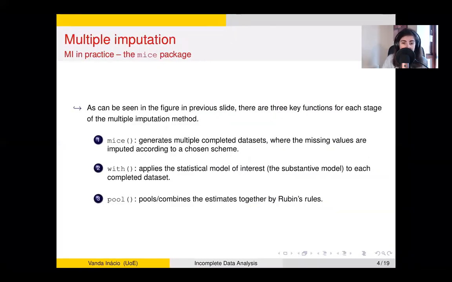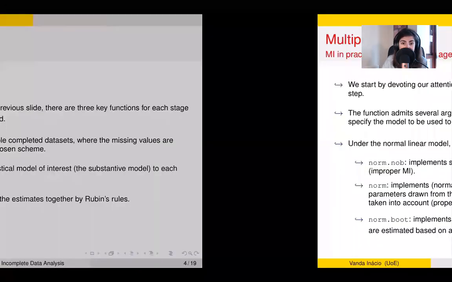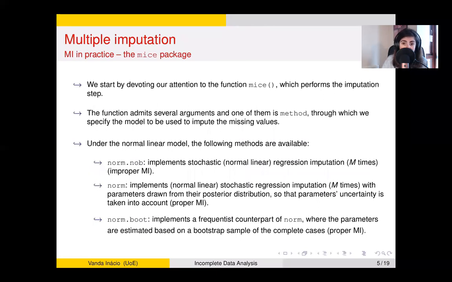So, as we have just seen, mice has 3 key functions, and each of these functions corresponds to the steps that we have in multiple imputation. So mice is for step 1, with is for step 2, and pool is for step 3. But as I said, we will be having a practical session, so no need to delve into the details right now. We will start devoting our attention to the methods that are available to us in the function mice for step 1.